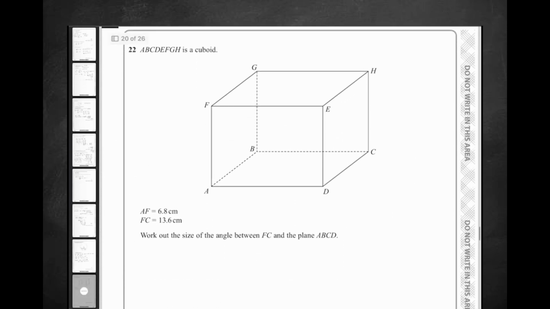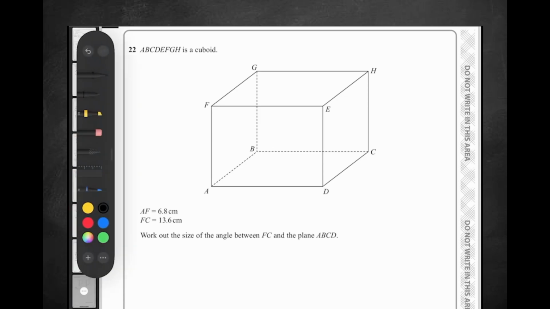Question 22. ABCDEFGH is a cuboid. AF is 6.8 centimeters, FC is 13.6 centimeters. Work out the size of the angle between FC and the plane ABCD. So, FC and the plane ABCD.